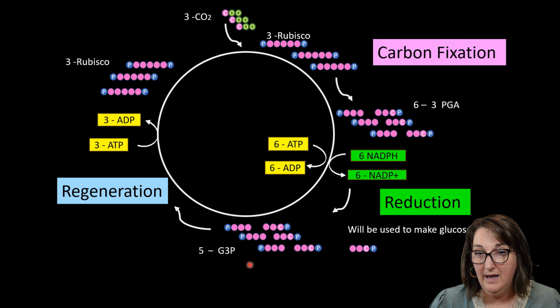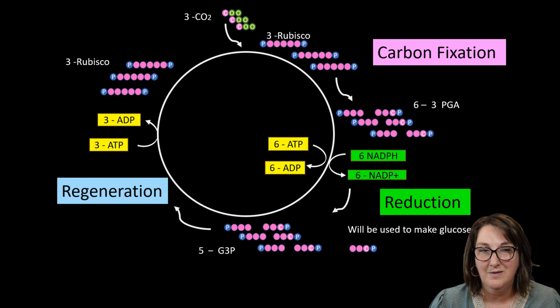I have 5 G3Ps. These will get regenerated or remade back into Rubisco. ATP is going to rearrange these back to where I'm going to have 5 carbons and 2 phosphates. I'll have another phosphate that's going to come in and add to that. And then the cycle will just keep working.